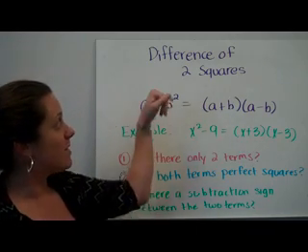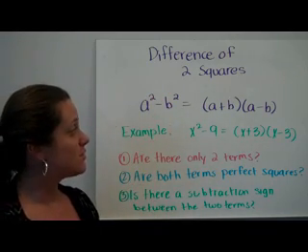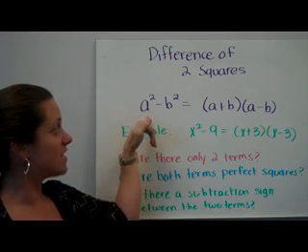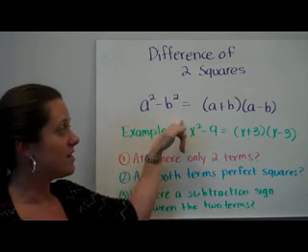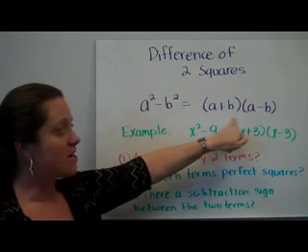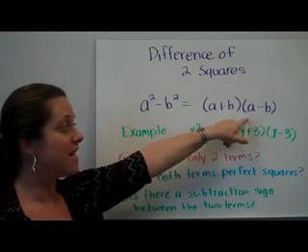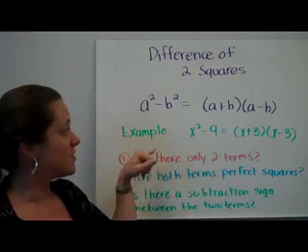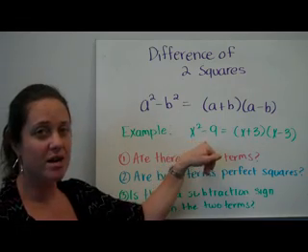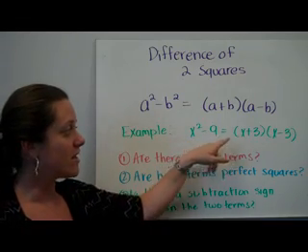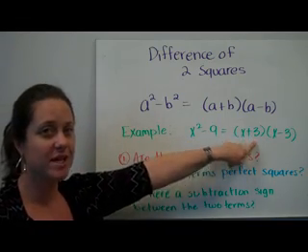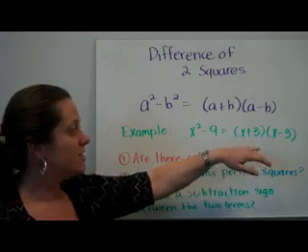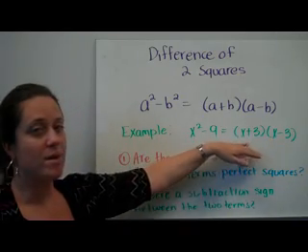Our second special product is the difference of two squares. The difference of two squares looks like a squared minus b squared. And when you factor it out, it's going to come out looking like a plus b and a minus b. Here would be an example. You have x squared minus 9, and when you factor that out, it can turn into x plus 3 and x minus 3. So it's going to be really easy if you can just remember this pattern.